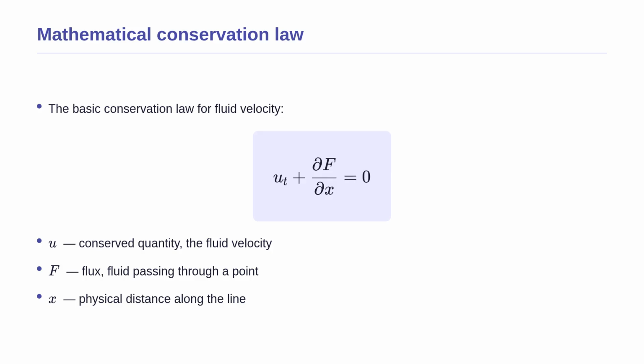This brings us to the mathematical foundation of our model. The conservation law is written as u sub t plus the spatial derivative of f equals 0. In this foundational equation, the symbol u represents our conserved quantity, which in this case is the velocity of the fluid. The symbol f represents the flux, which is a measure of how much fluid is passing through a specific point. The fraction shows the gradient of the flux, meaning how the flow changes as you move along the physical distance x. If the flux changes across space, the velocity must change over time to compensate.